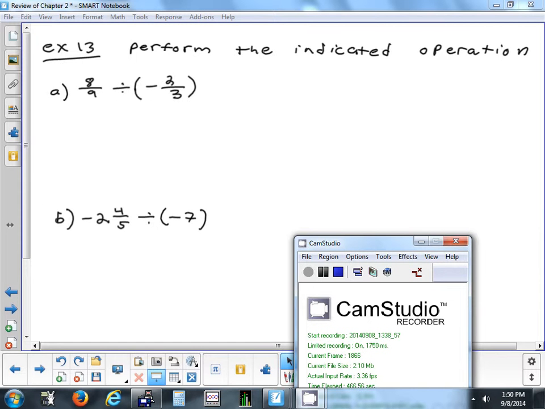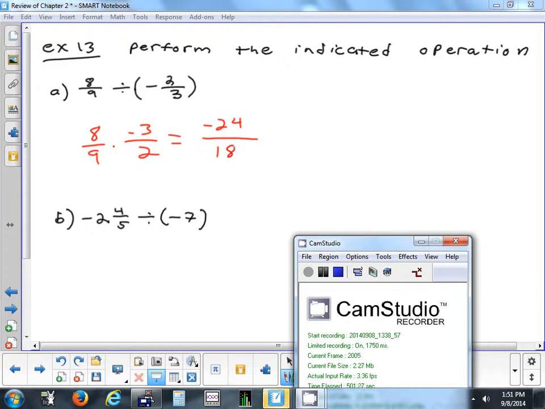The first thing we're going to do is rewrite this as multiplication. It's 8/9 times what? -3 over 2. You're going to have to reduce it, so you can either reduce it now, or we can reduce it at the end. It doesn't matter. We'll do it at the end. What's 8 times -3? Yep, -24.